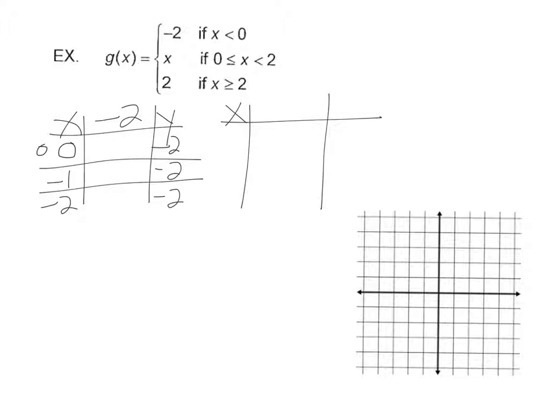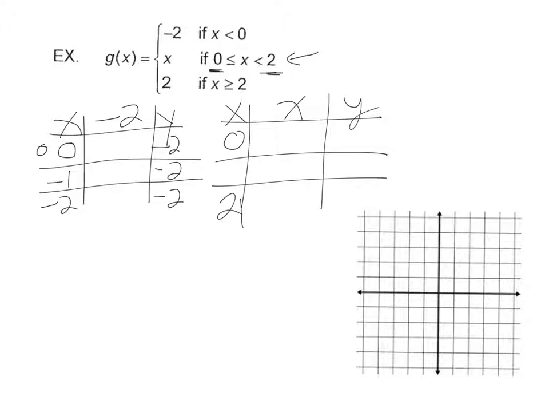The second function is just x. Now, the values for x are a little bit different. Not only do I have a start number, I also have a stop number. So my start number is 0. My stop number is 2. The 0 has an equal to, so I know it will be closed. But the stop number, the 2, does not have an equal to, so it will be open.